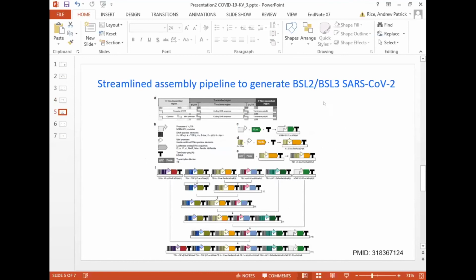Koen is the expert on synthesizing large genomes, so I'll turn it over to him now. Can I click on these slides? Oh, you'll have to just tell me to advance it and I'll advance it. Okay, all right, thank you.